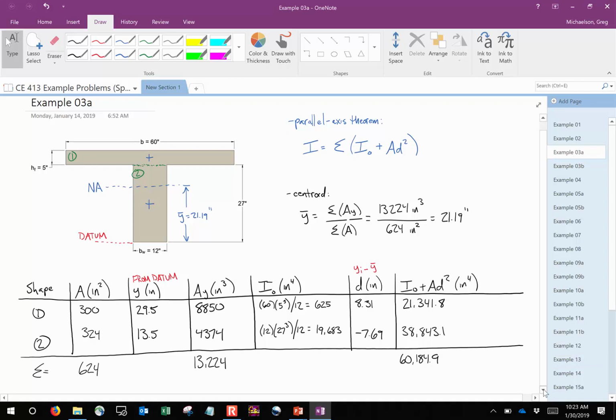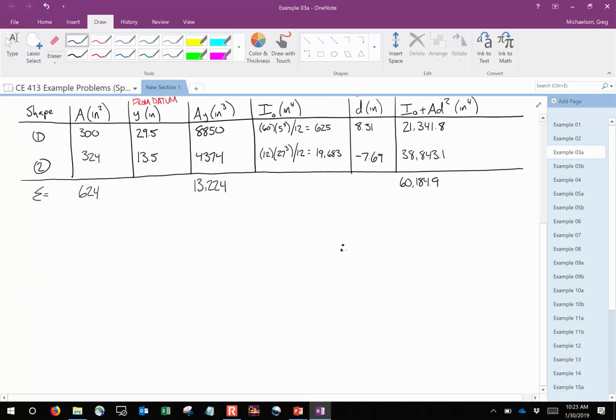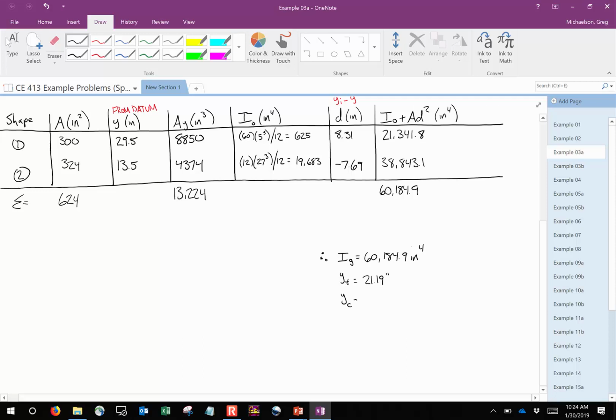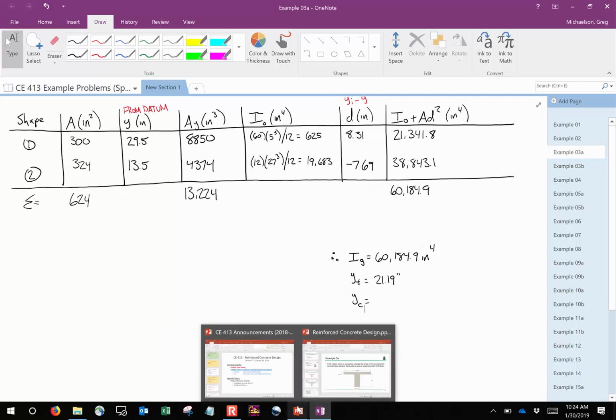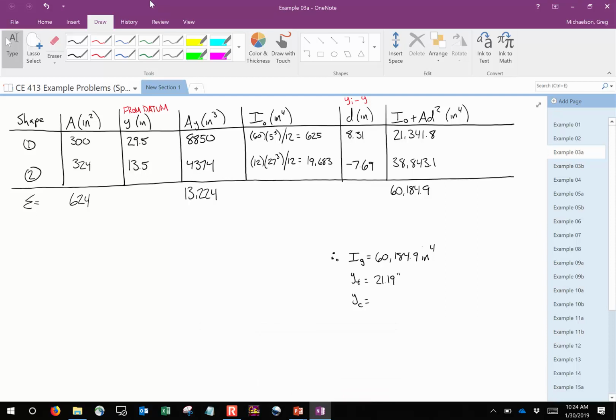Here's what that means. Let me scroll down a bit. I propose that the gross moment of inertia is 60,184.9 inches to the fourth. I propose that YT is 21.19 inches. Now I'm curious, for the sake of discussion, what would YC be? Just see if anybody can follow along with that. Remember, what is YT? It's the distance from the centroid to the very bottom. So how would we determine the distance from the centroid to the very top? How would we do that?